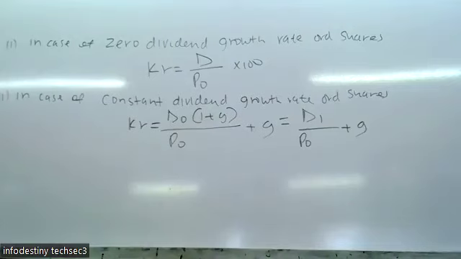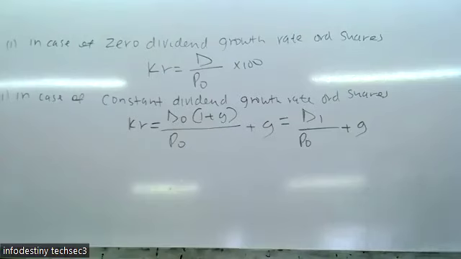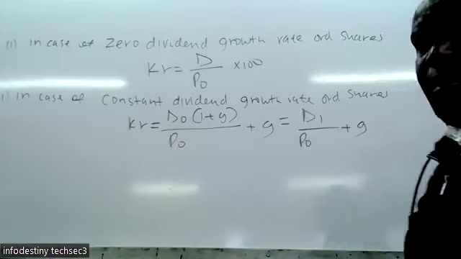So that was about cost of equity. Equity, we said, was classified into two: ordinary share and retained earnings. The one for the retained earnings is the same as the one for the ordinary share. The only difference is that there is no flotation cost.